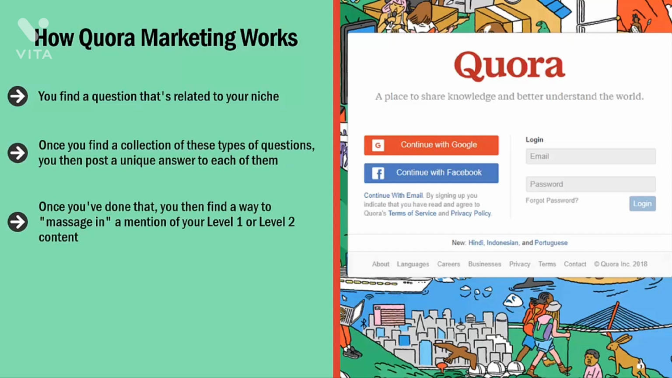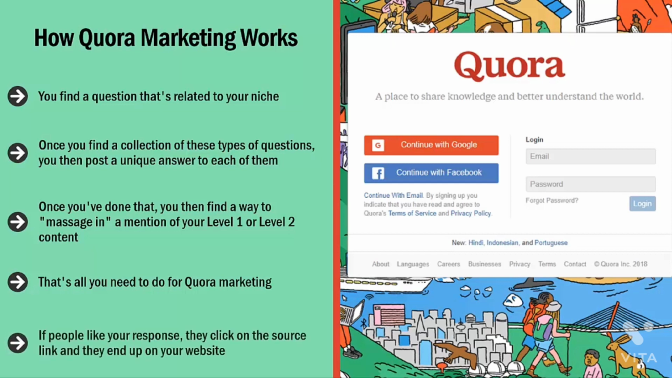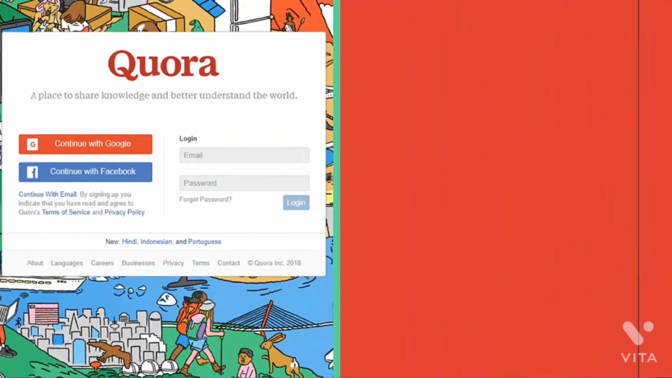Once you've done that, you then find a way to massage in a mention of your level 1 or level 2 content. It all depends on the question. That's all you need to do for Quora marketing. It's all about finding the right question and then crafting an answer that not only answers the question directly, but also uses your marketing content as a resource. If people like your response, they click on the source link and they end up on your website. If they click through one or a couple more pages, they end up on your product comparison page. If they like what they see, they can then click to buy the product.